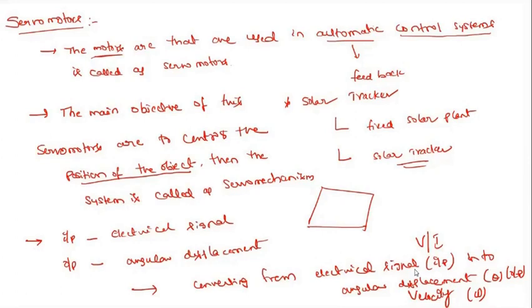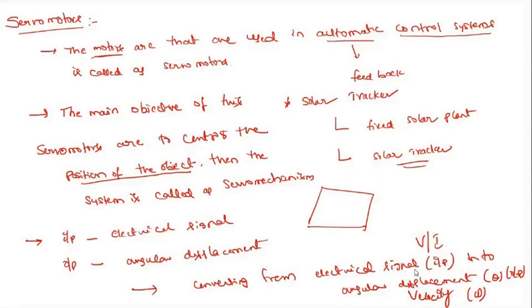That can be done automatically by taking feedback. What feedback is taken? Sunlight. During the morning session, it will take the feedback from the sun. During the night sessions, it will take the feedback from the moon. Based on that, it will be moving automatically. That's why it is called a servo motor.